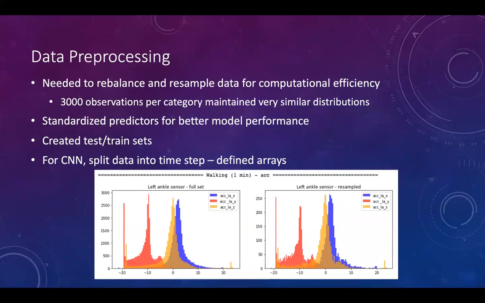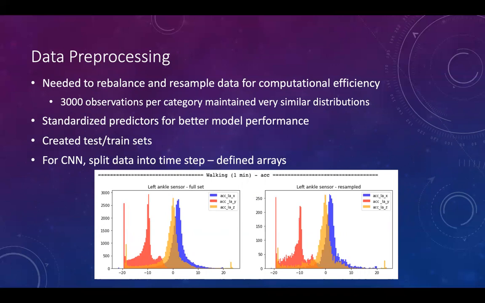So for the data pre-processing stage, again, I knew I needed to rebalance the data, but more so than that, on my initial modeling, I found that especially with the more complex models, with the size of my data set being over 1 million observations, it was difficult to have good run times. And so I chose to resample the data set in terms of 3,000 observations for each activity category.